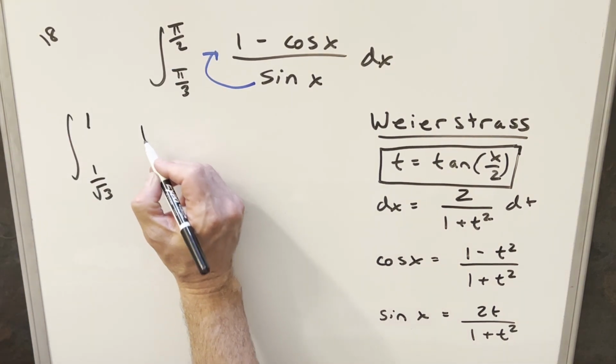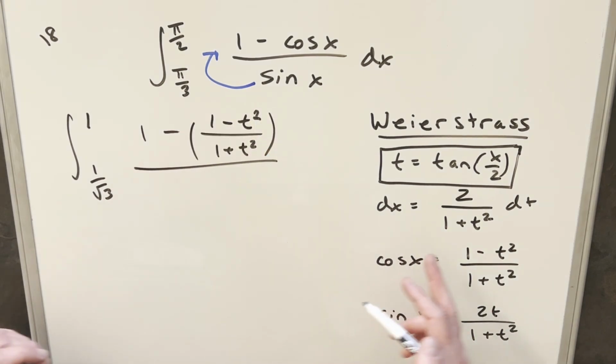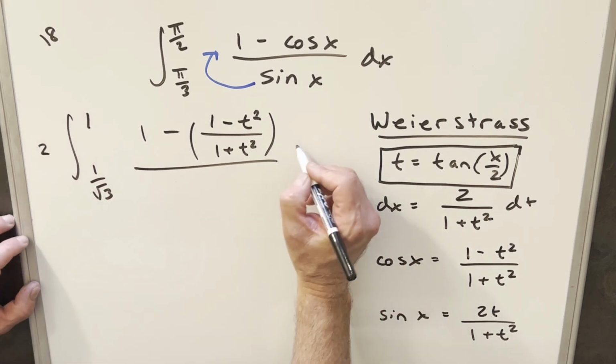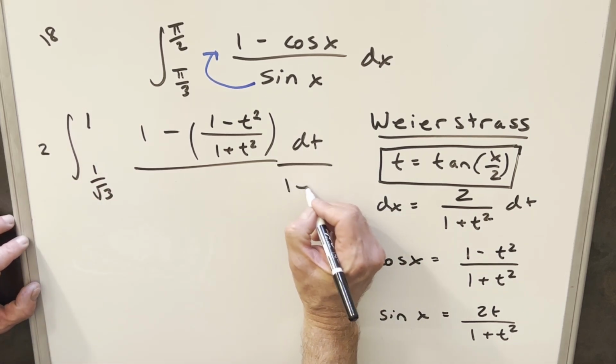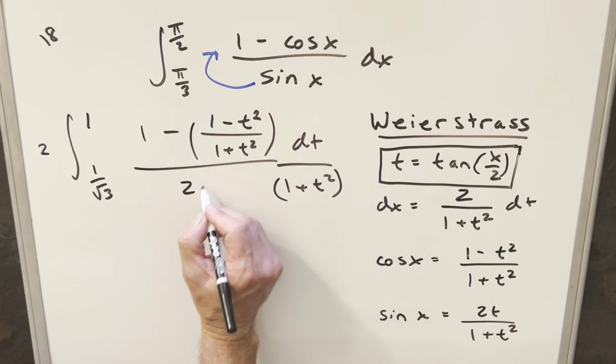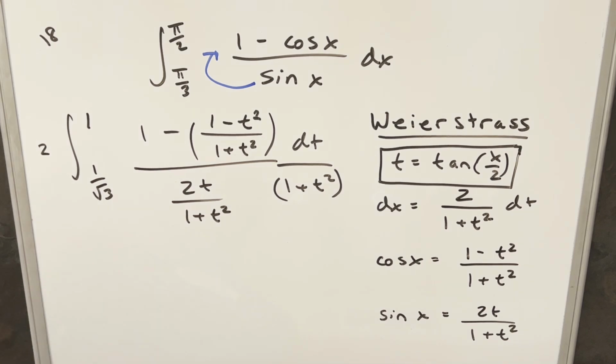Then doing the numerator, we're going to have 1 minus our cosine value, which is this. For our dx, the 2 in the dx I'm going to bring all the way up front, and then we're going to have dt over 1 plus t squared. Then the denominator is just sine x, so we'll use 2t over 1 plus t squared. Now from here, we just need to clean everything up.